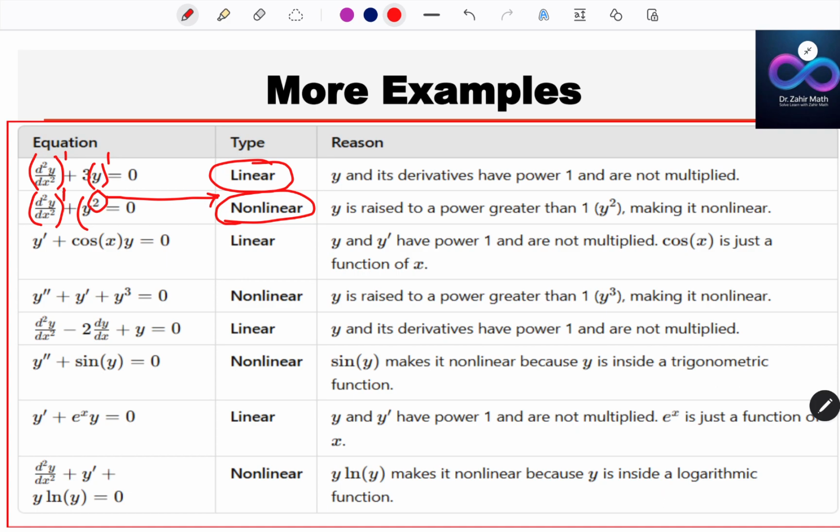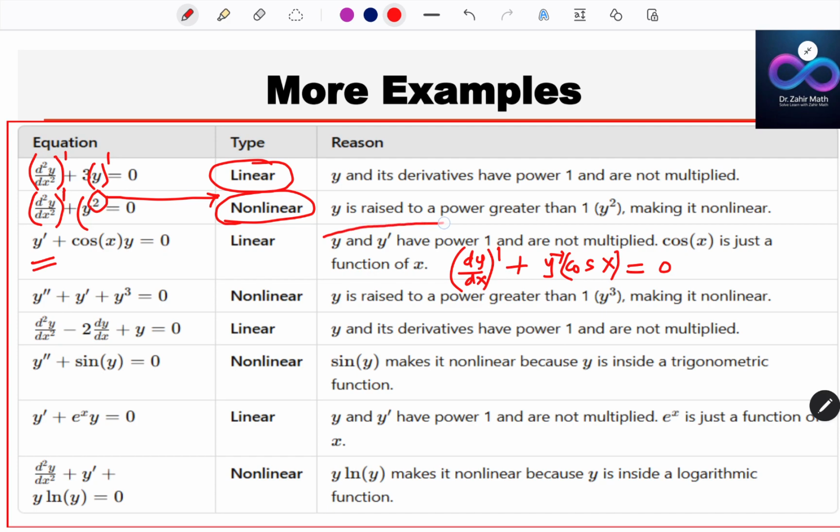Next, I told you sometimes it will be given in terms of y prime. So what is y prime? It is dy by dx. Plus y multiplied by cosine x is equal to 0. Teacher, this is power 1, and you said cosine x is an independent variable, so it's linear, you said. But at the same time, y is multiplying. Can you see that? Y is multiplying.